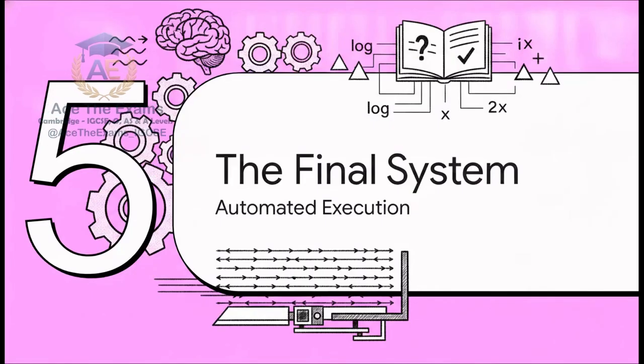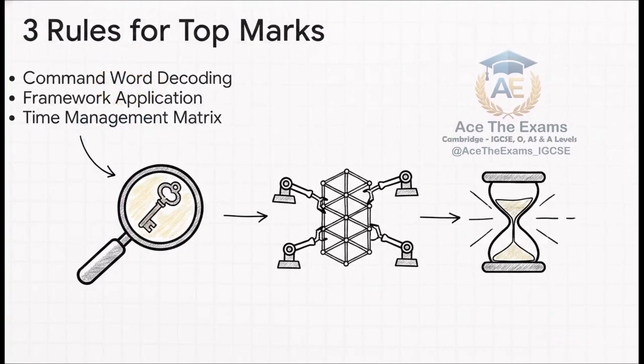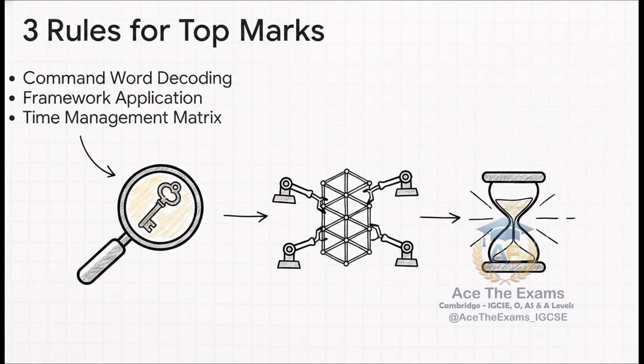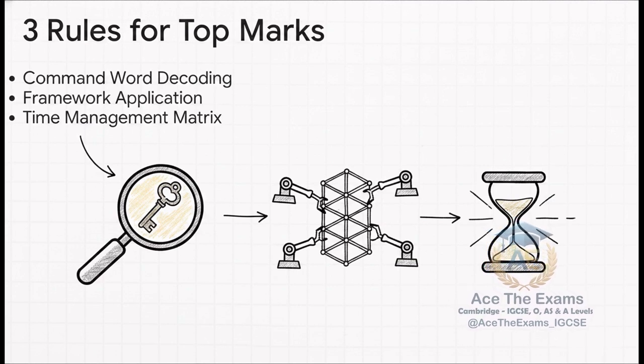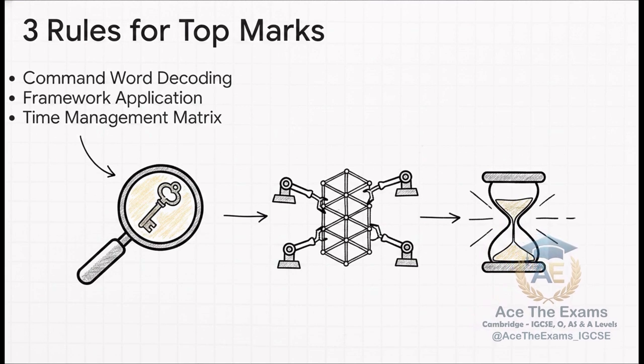Section 5, the final system, automated execution. Let's bring it all together. Okay, so we have covered the major pitfalls, the procedural methodology, the secret of method marks, and the examiner warnings. Now it is time to synthesize all of this incredible information into your final system. This methodology is meant to act as an automated pattern in your brain.